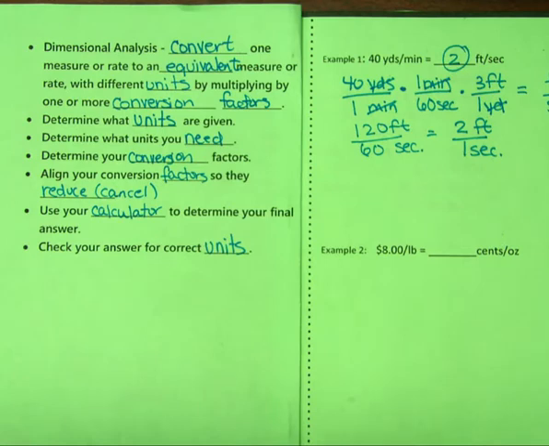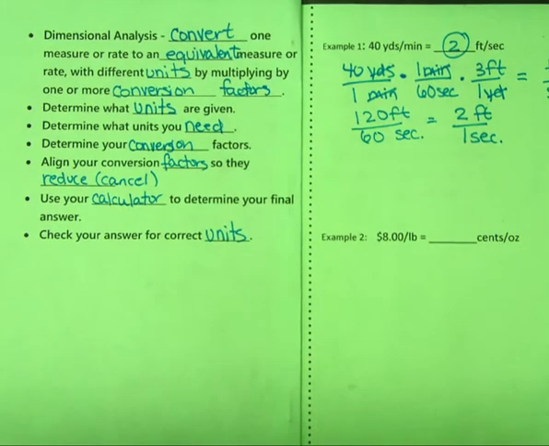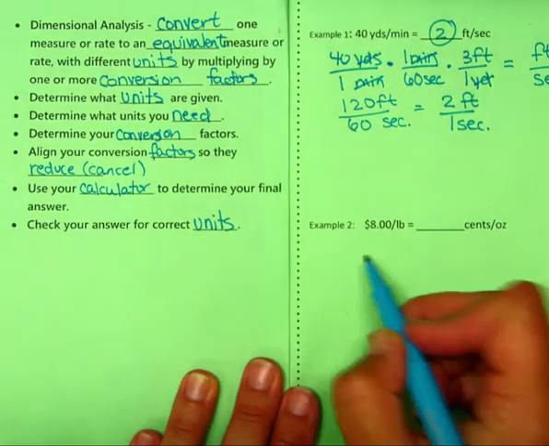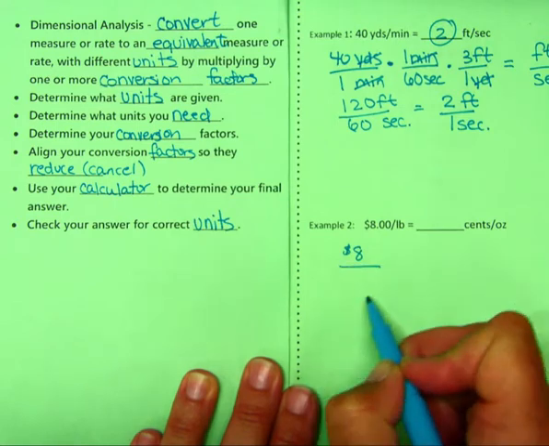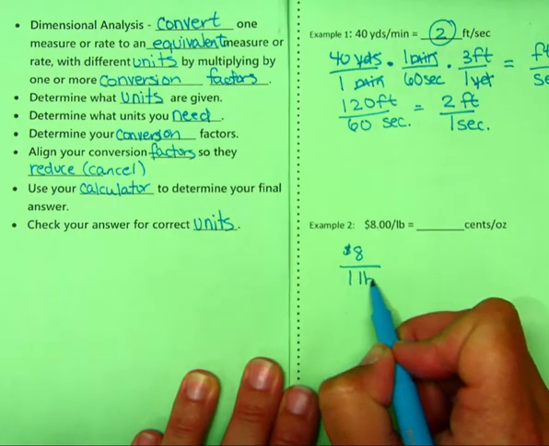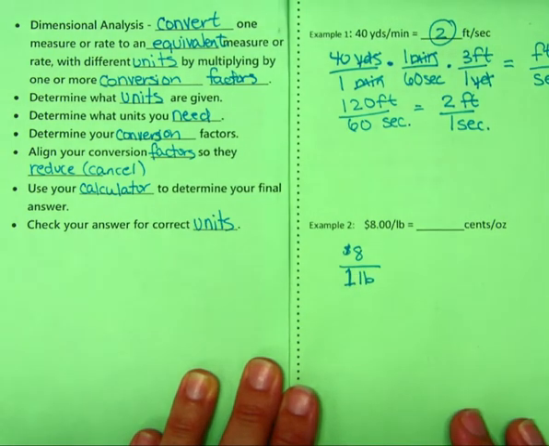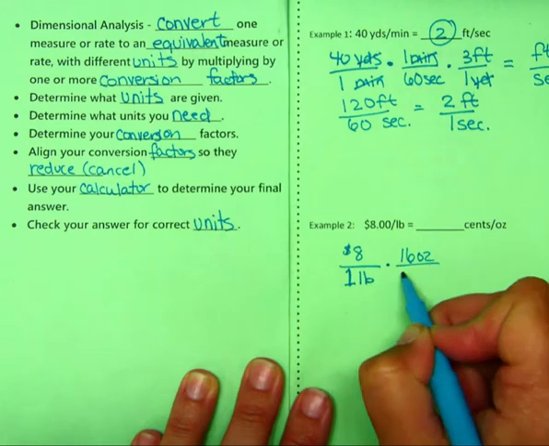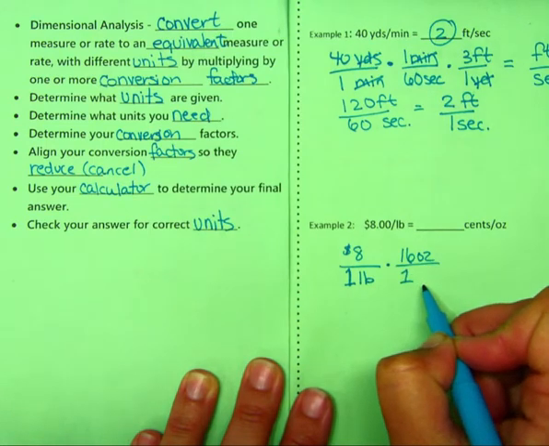Okay, so the next one, this one we have $8 per pound, and we want to convert that to cents per ounce. So here's what we have. We have $8 for 1 pound. I'm just going to make that look more like a 1. And then I know that there are 16 ounces in 1 pound.